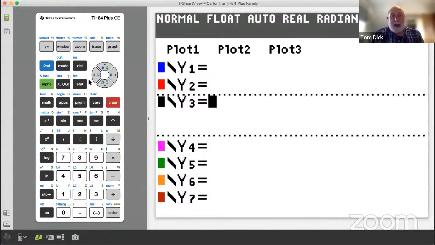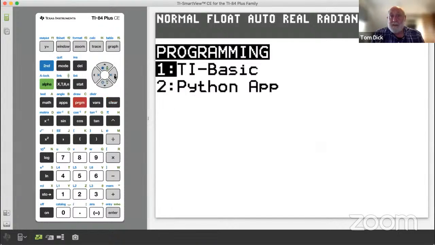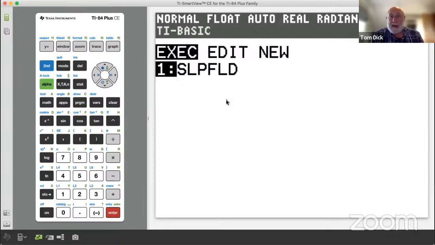On the TI-84, there's not a resident slope field program, but there is one that you can download for free off of the TIeducation.com site. And we'll make sure people have some information. We'll communicate that to Curtis and Allison so we can make sure people know how to get that. If I go to my programs here, this TI-84 already has one in there. It's just named SLP FLD, shorthand for slope field.